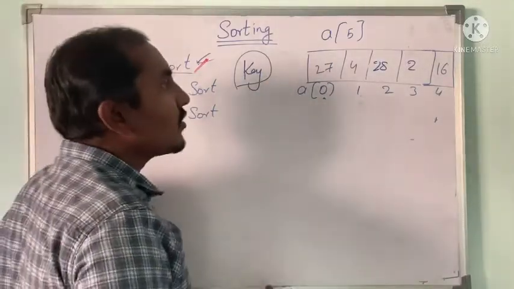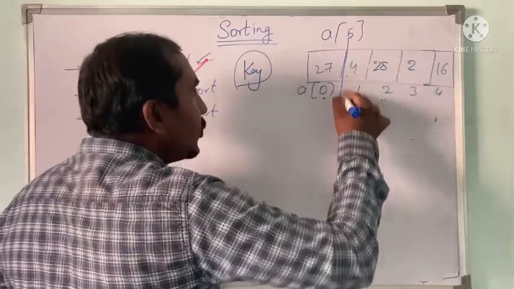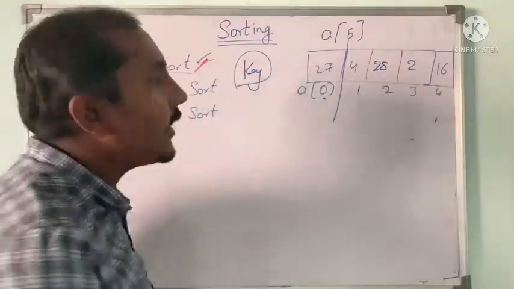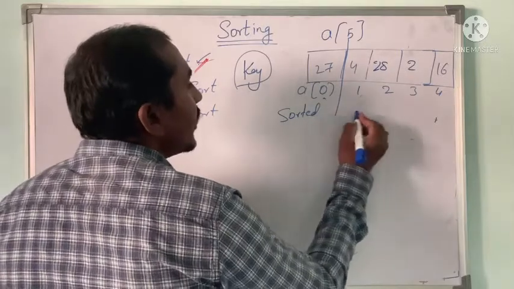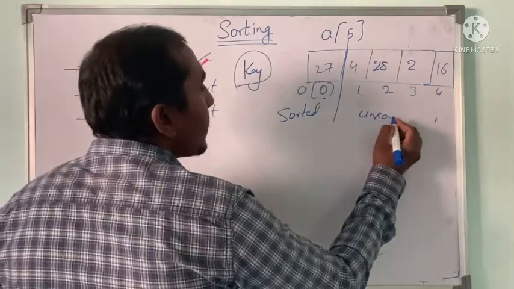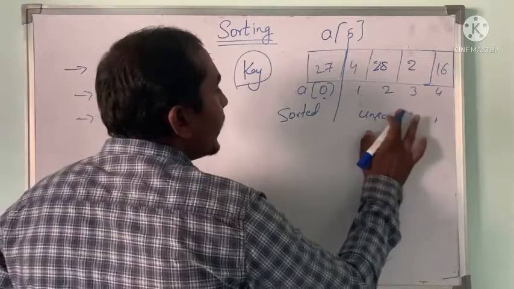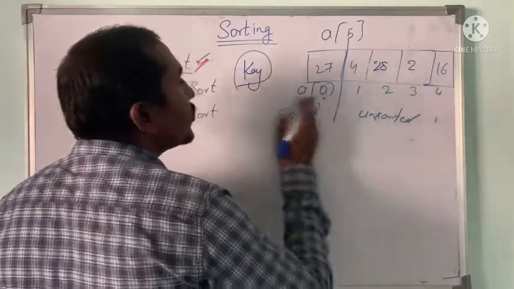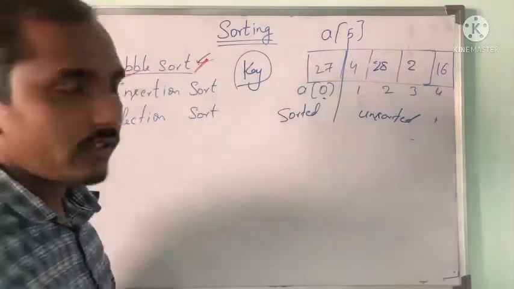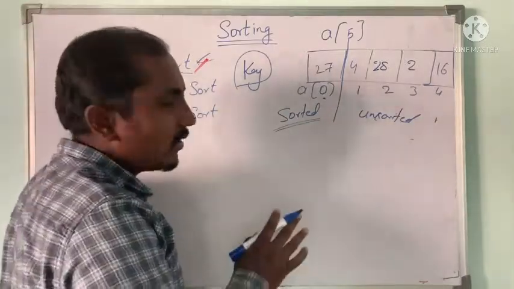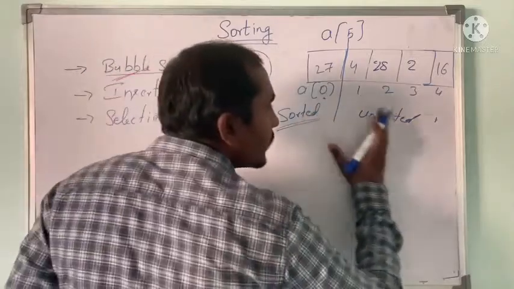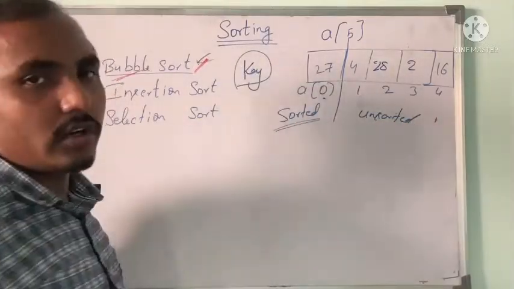Or you can also divide the given array into two divisions, one as sorted, that is this as sorted, and this as unsorted. We are going to divide the array into two sections, one as sorted and another as unsorted. The first element we are going to consider as already in its position, that is, it is sorted, and all the rest of the elements we will consider as unsorted.